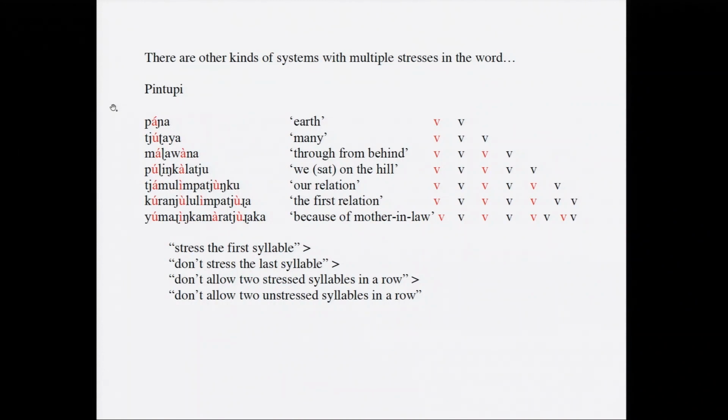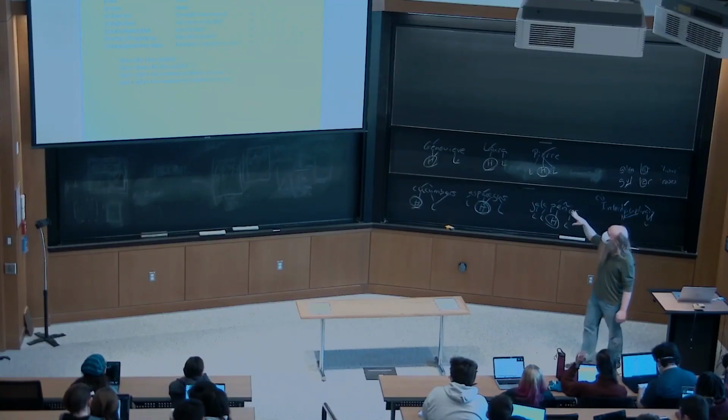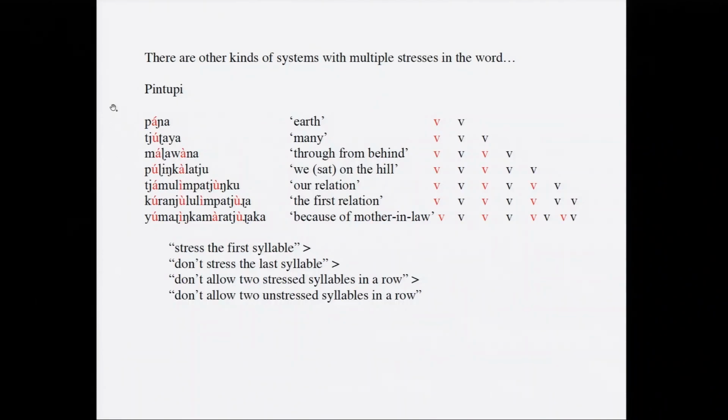If there's an odd number of syllables, like in the second word there that has 3 syllables, you only stress the first syllable, and you put up with the fact that it ends in 2 unstressed syllables, because there's no way to avoid that, while also satisfying these higher ranking constraints, like don't stress the last syllable, and don't have 2 stressed syllables in a row.